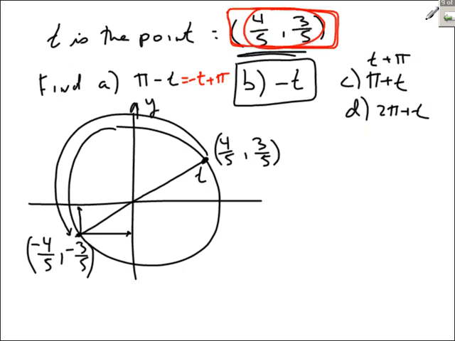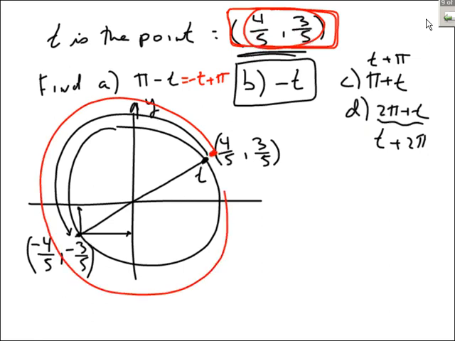Okay, that's C. D is pretty straightforward. 2 pi is the whole circle. Remember, pi was half the circle. Pi was 180 degrees. Well, that's half the circle. 2 pi is the whole circle. This is the same as starting off at t and adding 2 pi. Okay? I will start off at t. T is right here. And I go 2 pi. And there's my answer. I ended up back in the same exact place. Okay, that finishes that problem.